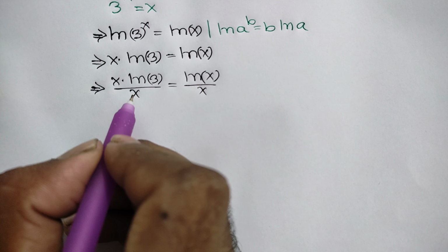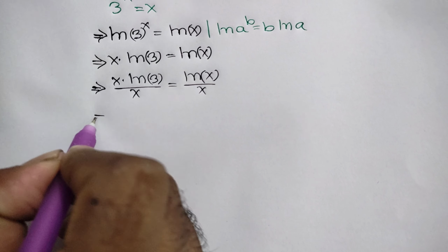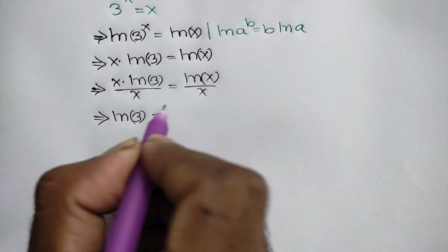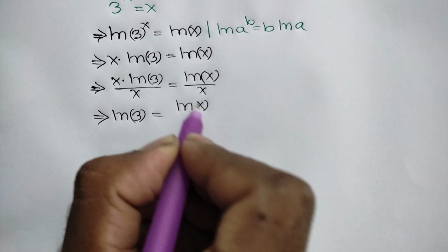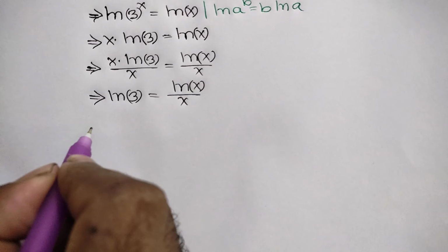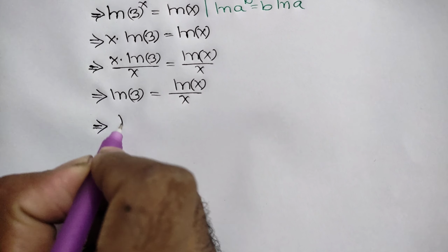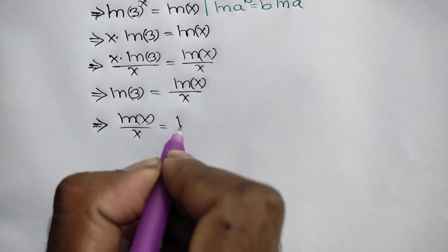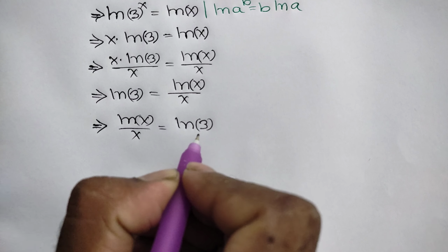Now this x cancels out this x, so here we will get ln of 3 is equal to ln of x over x. Now changing sides, we can write ln of x over x is equal to ln of 3.